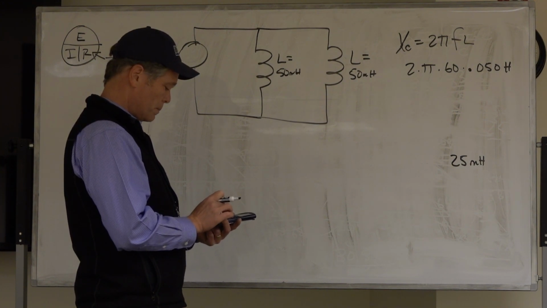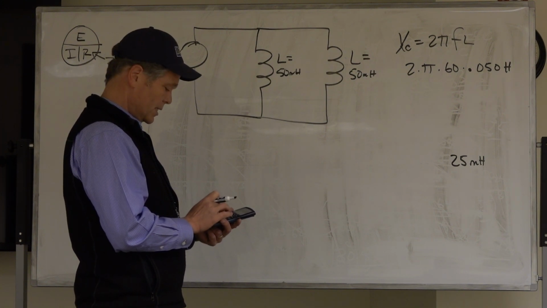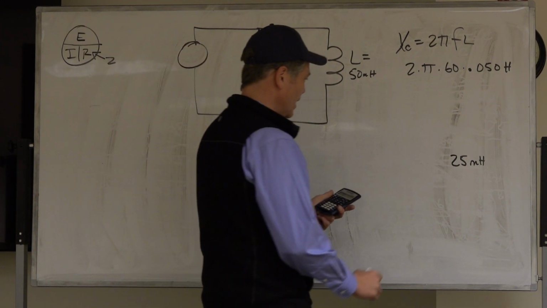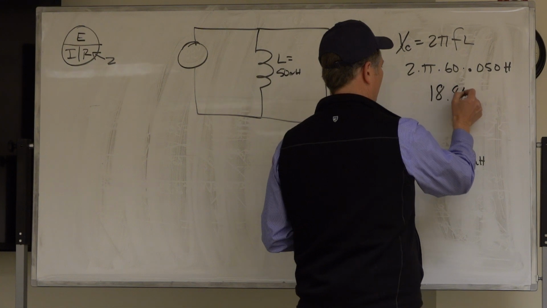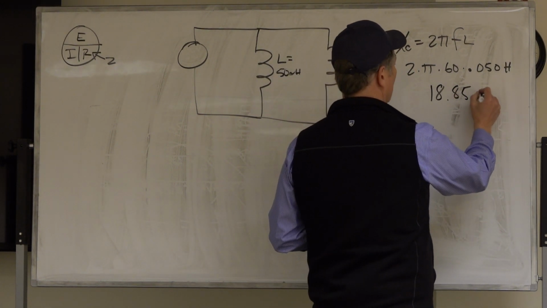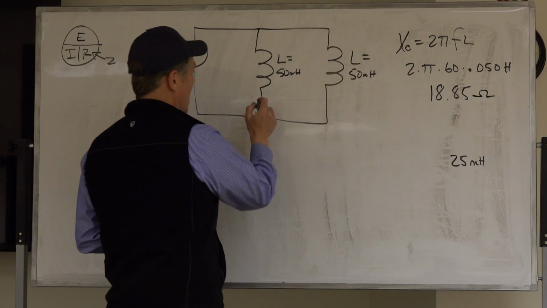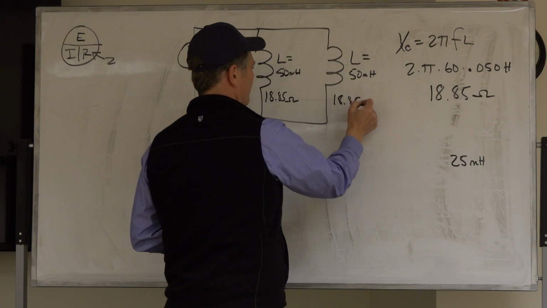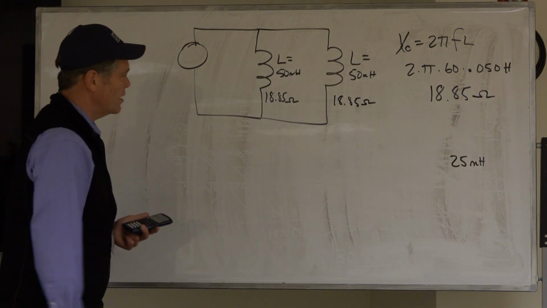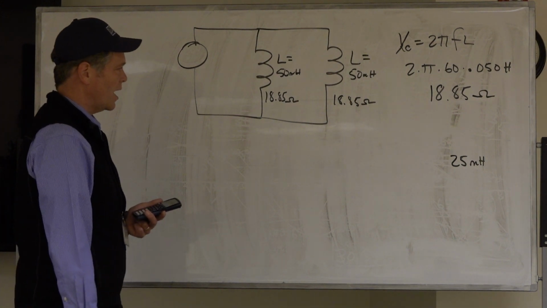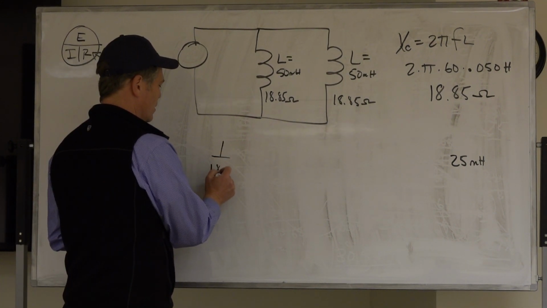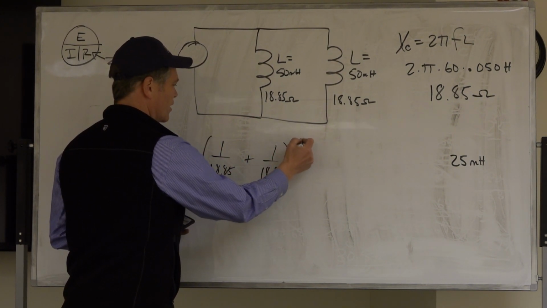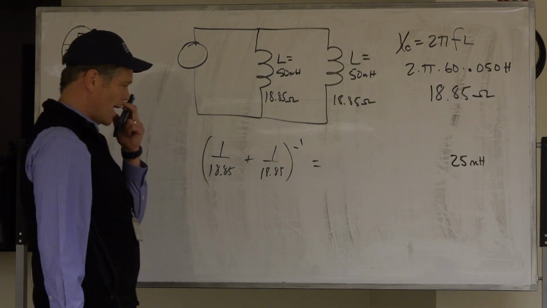2 pi 60 times 0.050 equals 18.85. 18.85 with a little bit of rounding, and that would be ohms, right? So if I've got 18.85 ohms here, and I've got 18.85 ohms here, the same thing, right? Because I do the math the same thing. Those 2 guys should reciprocate. So 1 over 18.85 plus 1 over 18.85 inverted should equal, and I'm going to do the math really quick in my head.